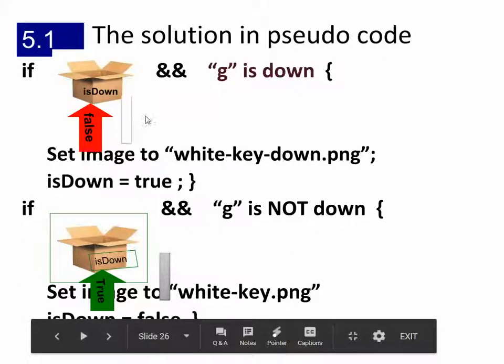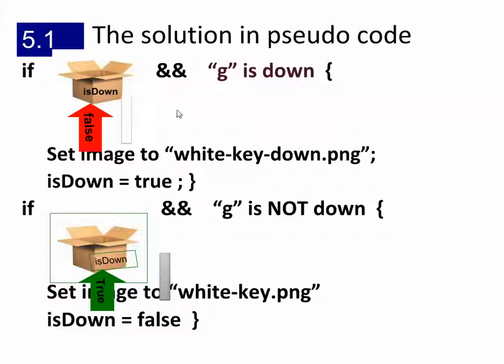Okay, so let's look at the actual Java code. This stands for and. So here's what we're going to do. If is down is false, so nobody's pressing, the key would be up and look light, and somebody just pressed the G key, what would happen? Well, we would set the image to the white key down, and we'd say, hey, is down is now true. So this box would now say true.